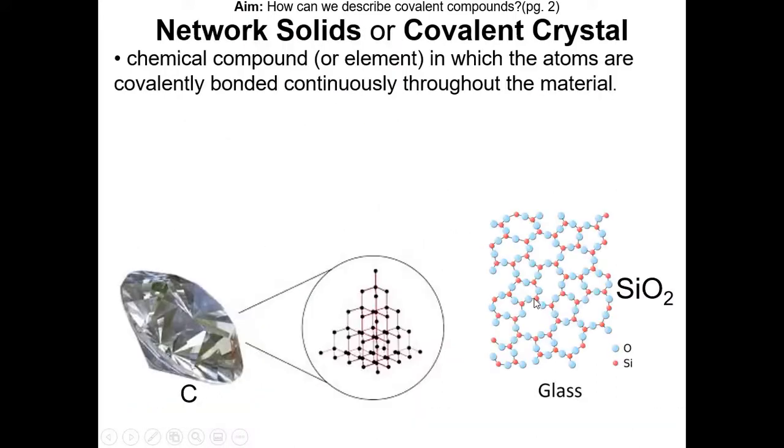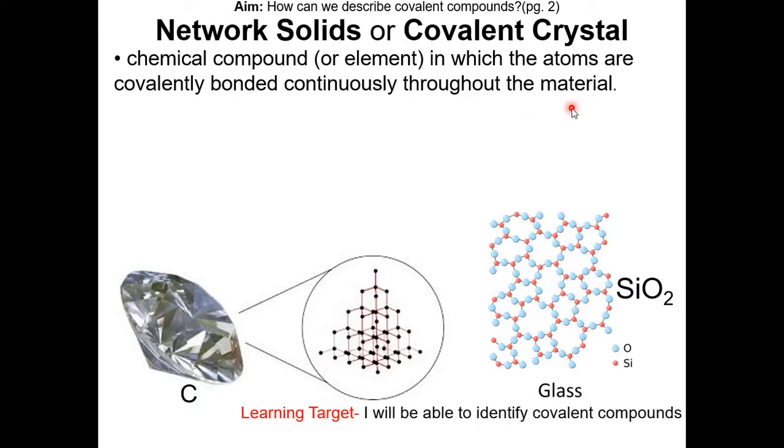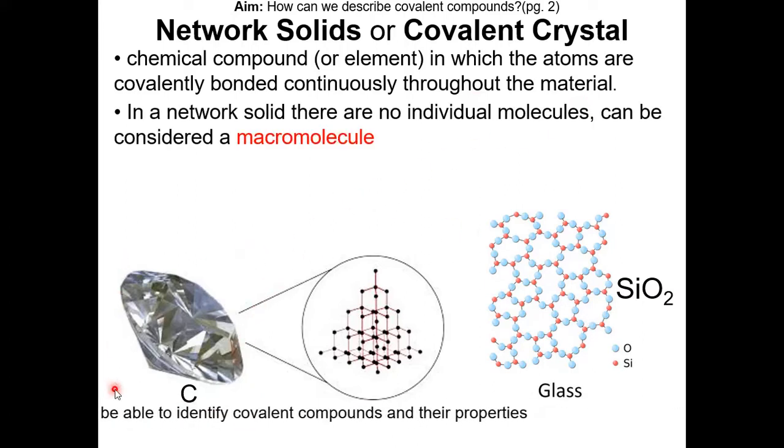Now I'm going to discuss properties of a special case, known as a network solid. Think of it as a covalent crystal. It's basically a chemical compound or element in which atoms are covalently bonded continuously throughout the material. So you'll see this in a diamond or in glass. This diamond is basically one molecule, also known as a macromolecule. Macro means big. So in a network solid, there is no individual molecule. There's only one giant molecule.